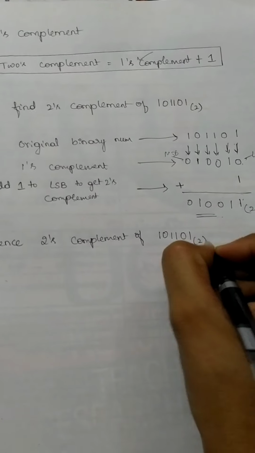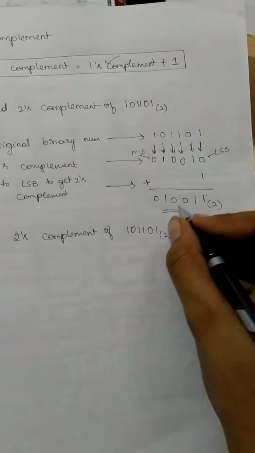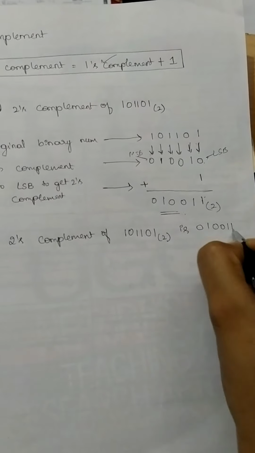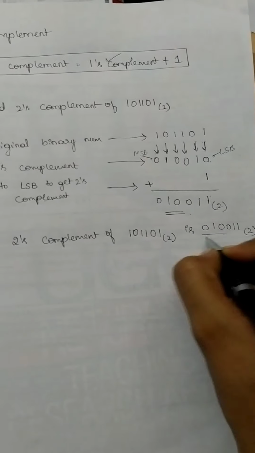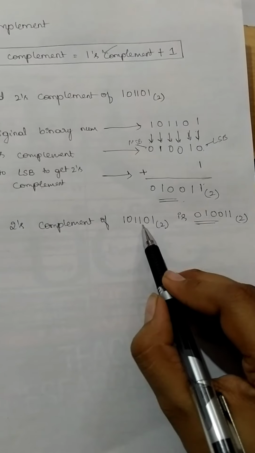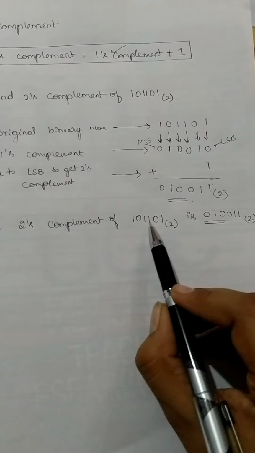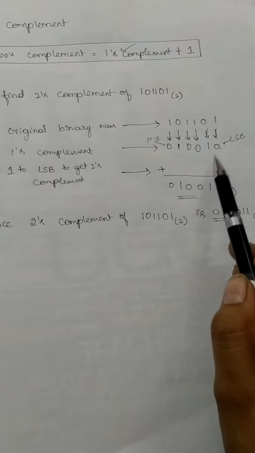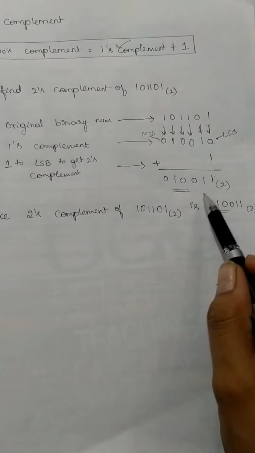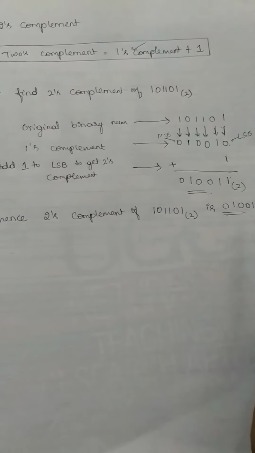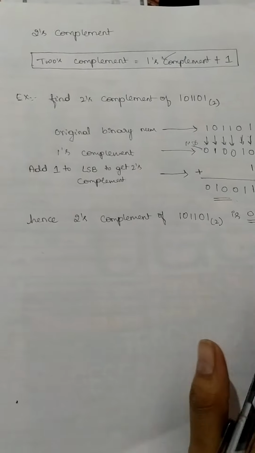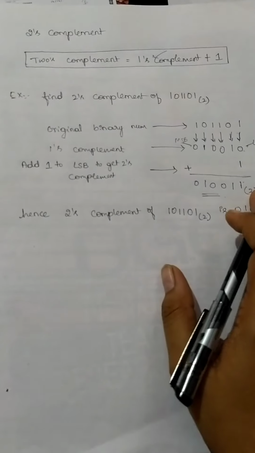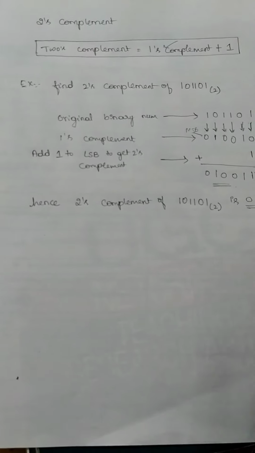101101 base 2 is this one, 010011 base 2. Okay, so this is the answer for this binary value. If you have a carry then it will be raised to another number. So 1's complement and 2's complement are very, very important, and you can expect these kinds of questions in 1 mark and 2 marks questions.